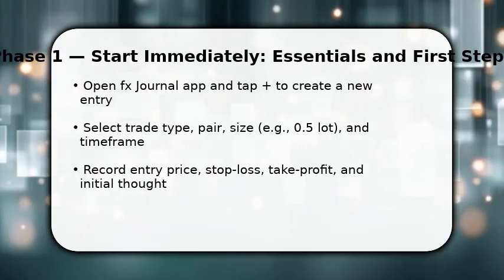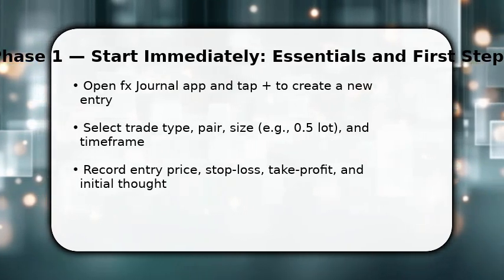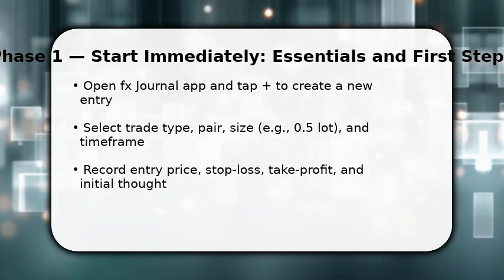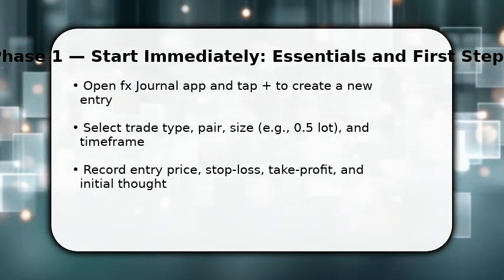You start by creating an entry right away. Open the FX Journal app and tap the plus icon to begin. Explain why. Logging immediately captures raw decisions before bias forms.